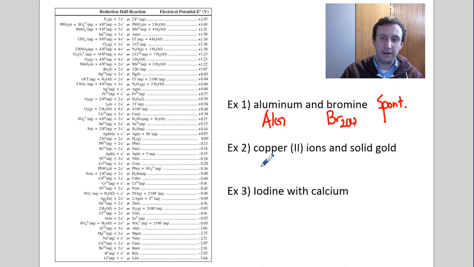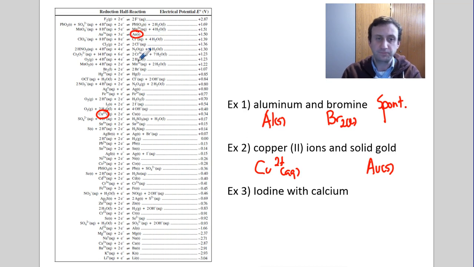Next, copper-2 ions and solid gold. This is Cu2+ aqueous for copper-2 ions. And then solid gold is, of course, Au solid. So let's track down where these things are. For copper-2, I'm going to find that right here. Hooray! And then for solid gold, I'm going to find that way up here. Now, actually, this is interesting. Gold is a really weak reducing agent.